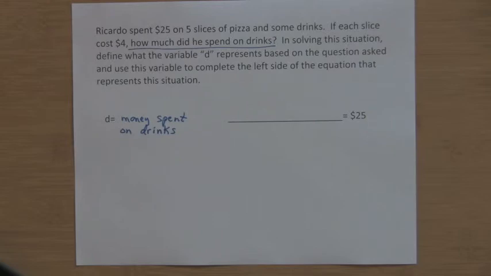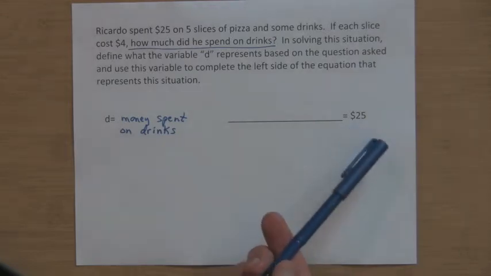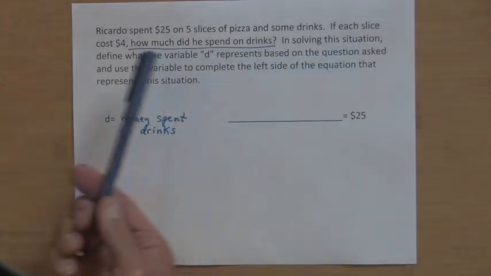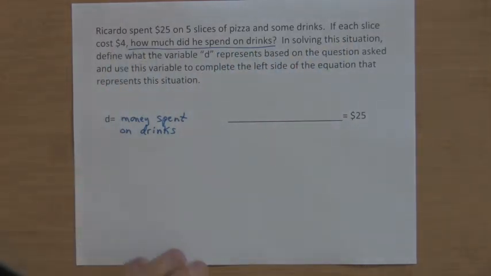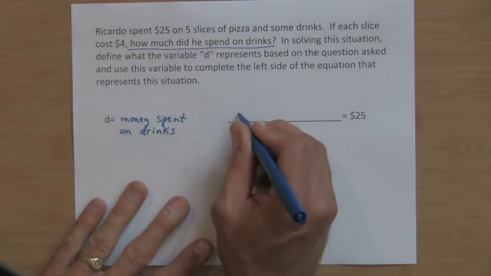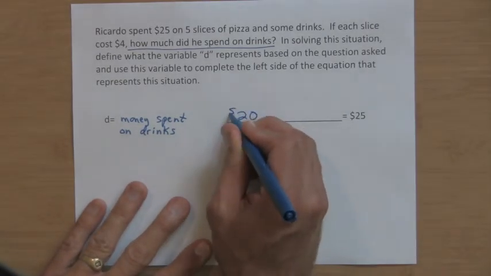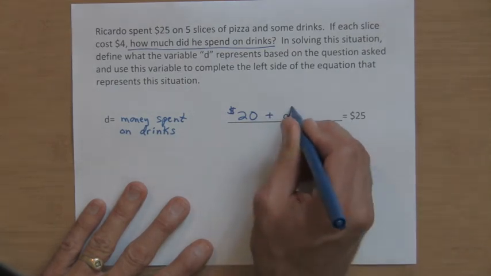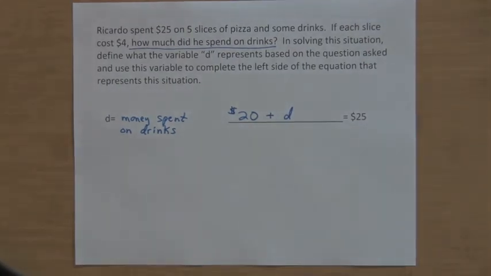And now you want to write the equation. They spent $25, or Ricardo did. He bought 5 slices of pizza, and each slice cost $4. So that means that he spent 5 times 4, $20 on pizza and so much on drinks. So 20 plus D equals $25. And that's completing the equation. And that's the end of skill number 7.